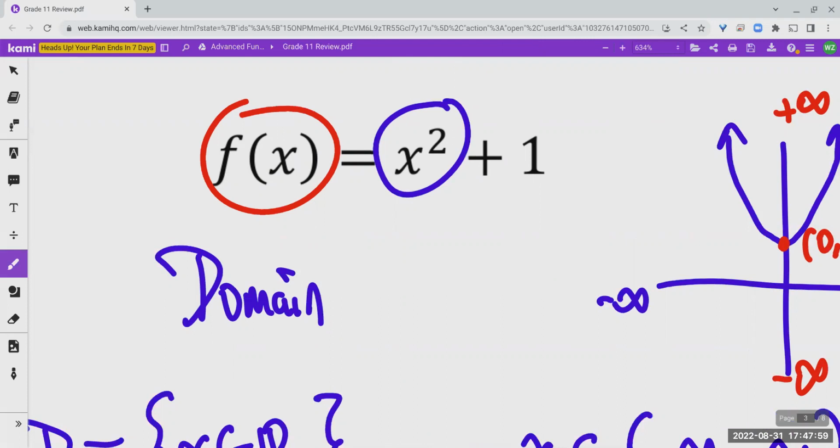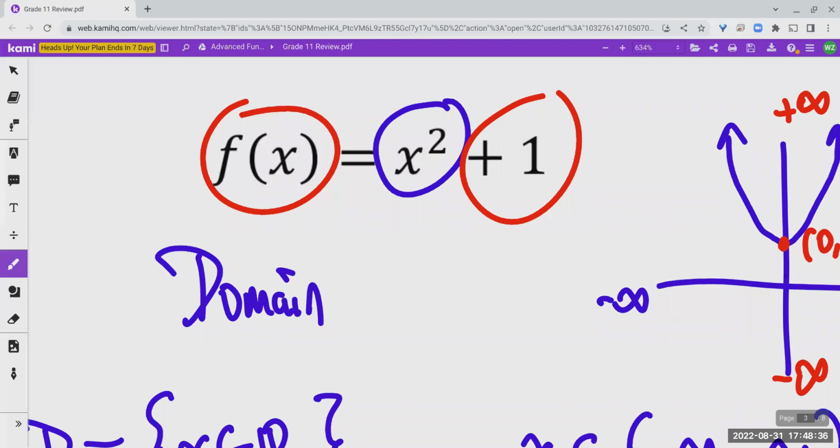Well, any number squared is going to be positive, even if you square negative numbers, like negative 2 times negative 2 is positive 4. So any number squared is positive. So that means the smallest number possible for x squared is 0, because 0 squared is 0. So that's the smallest value. But then you've got to add 1. So 0 plus 1 is 1. So the smallest possible value for f of x is therefore 1. So that's how you know what the minimum is.